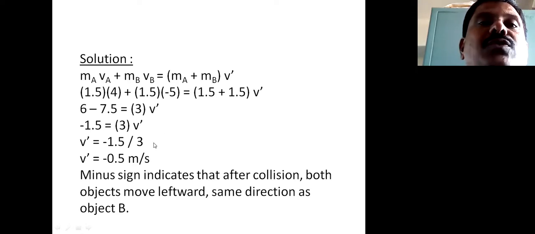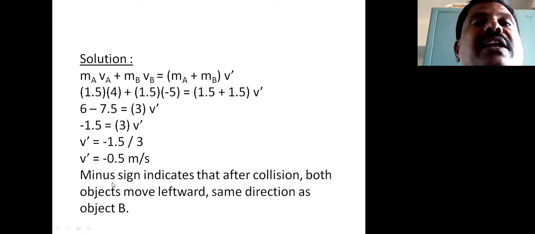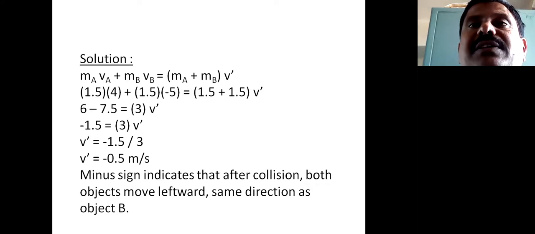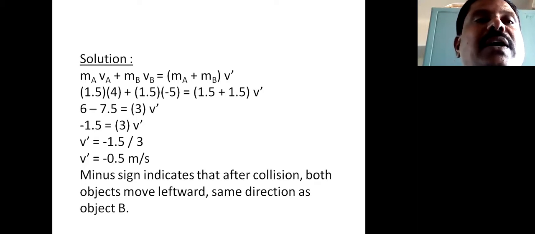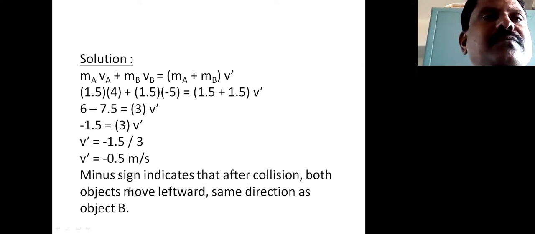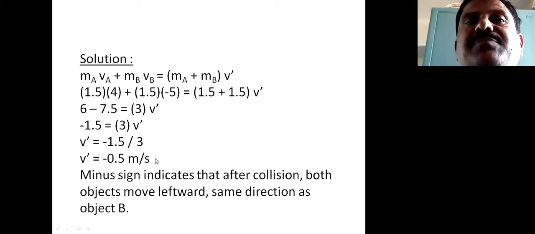The velocities of both object A and object B, because those two particles collide with each other. After colliding, they move as a single mass and coalesce into a single mass. Okay, so what is the velocity of that combined mass of those two objects? Therefore, v dash equals minus 0.5 meter per second. It's not minute, it's meter per second.